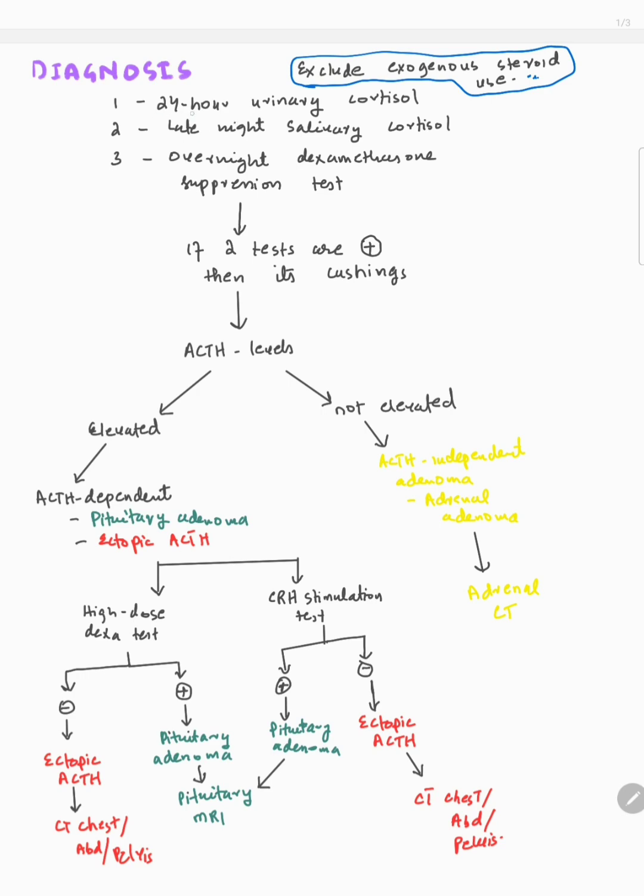Once you've excluded that, then you can do tests in order to diagnose it. So there are three tests that are basically done. The first one is 24-hour urinary cortisol. Number two is the late night salivary cortisol, and then the overnight dexamethasone suppression test. So these three can be done initially, and remember the wording is really important here.